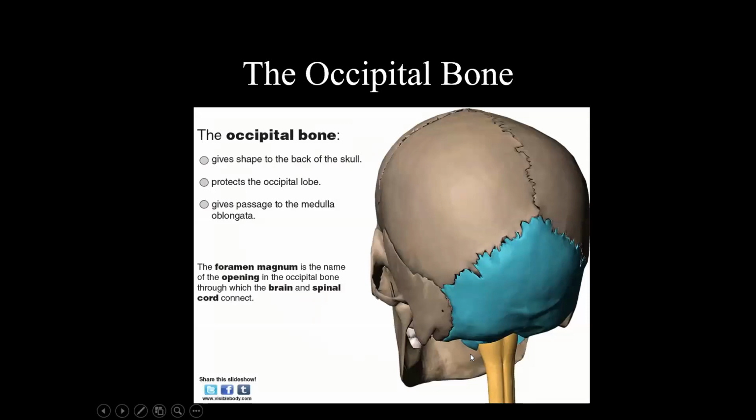There's the occipital bone. Three things it does. It gives shape to the back of the skull. Male skulls tend to have more of a bump back here than female skulls do. Don't know why. Maybe muscle attachment. I mean, that little ridge there is a point of muscle attachment. So it protects the occipital lobe, and the foramen magnum, which means really big hole or a large opening, is in the middle of the occipital bone.